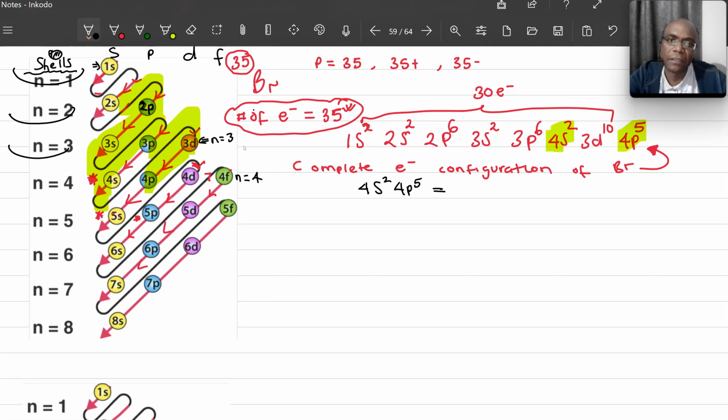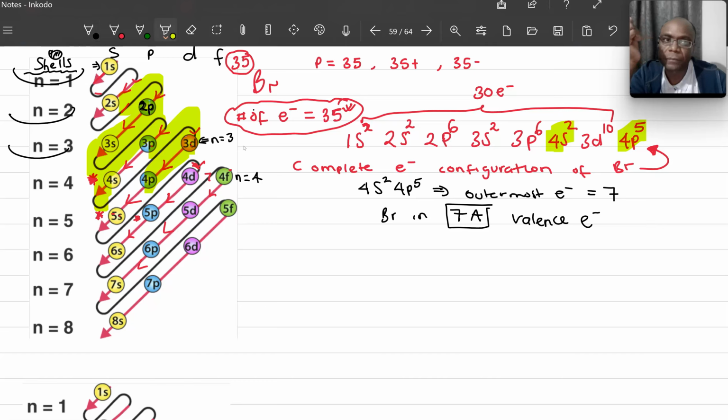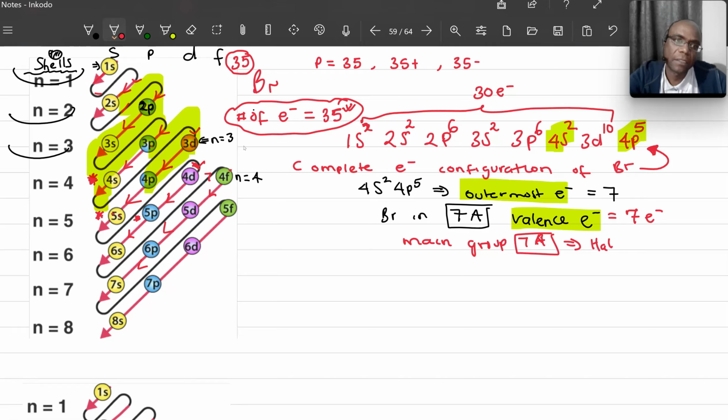This is the outermost shell, and the outermost electrons are 7. And that is why we find Br in main group 7a. Because the outermost electrons, what we call the valence electrons, turns out they are 7 valence electrons. So bromine is found in main group 7a, and that 7a, we call it the halogens group.